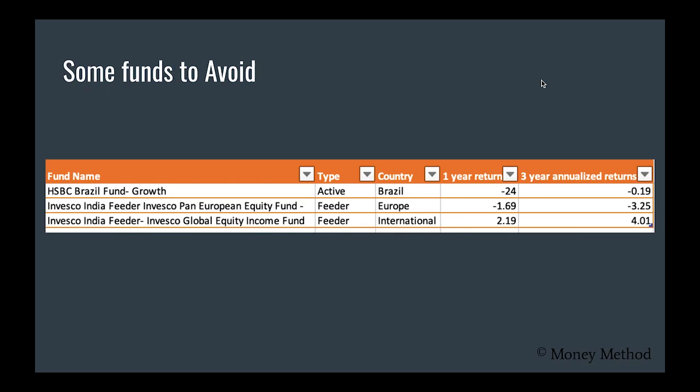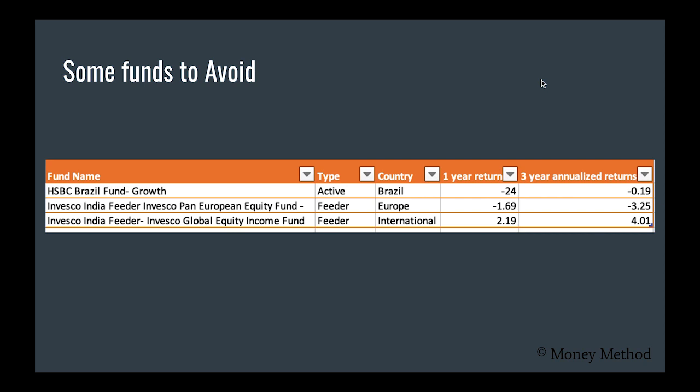Some funds to avoid are essentially the HSBC Brazil fund. Brazil is a country that has been doing pretty badly. There is a lot of corruption and a lot of issues in the country domestically, right? It was once an active emerging market, but now it's a place where you would rather not put your money. The 3-year annualized returns have been close to flat, and in the last 1 year it's been down 24%. Europe isn't doing well either. There are a lot of issues in the Eurozone with the UK and the whole Brexit situation. So Europe isn't a good place either.